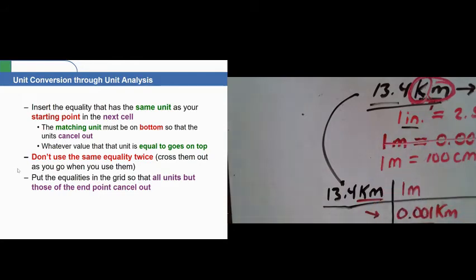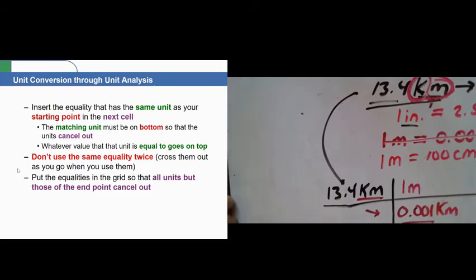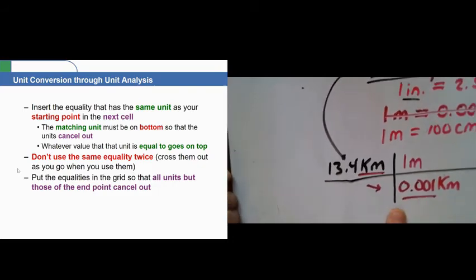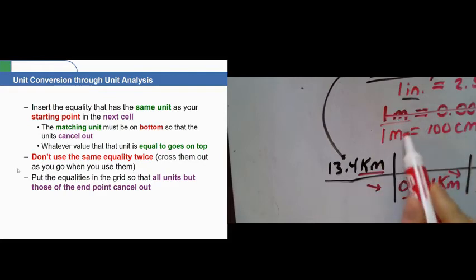Don't use it again. All right, put the equalities in the grid so that all the units but those at the end point cancel out. We have 2 more equalities. When you're done, you're going to have 1 vertical line per equality. So we have 2 more equalities, so we need at least another vertical line. Now we have meters on top. We want to make sure we have meters on the bottom. Can't use that one, so I'm going to have to use that one. So I'm going to go 1 meter on the bottom, and what it's equal to, 100 centimeters, goes on top. I've now used that one.